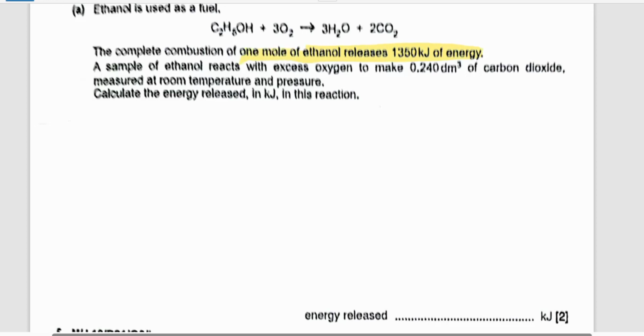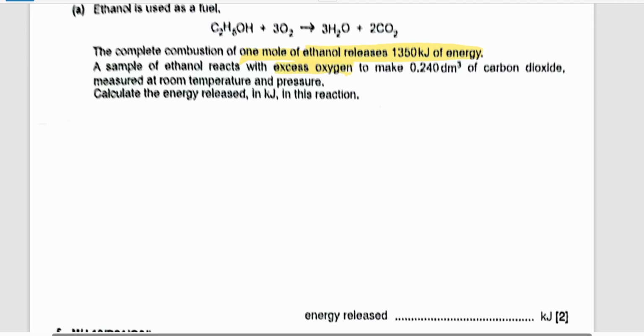1 mole. A sample of ethanol reacts with excess oxygen. Oxygen is in excess, don't worry about it. We have to find the number of moles of ethanol, because the product will be according to ethanol, which is in limited amount. It is in the least amount, which controls the rate of reaction, the product formed, and the heat released. Oxygen is in excess, so we cannot find the product from the oxygen.